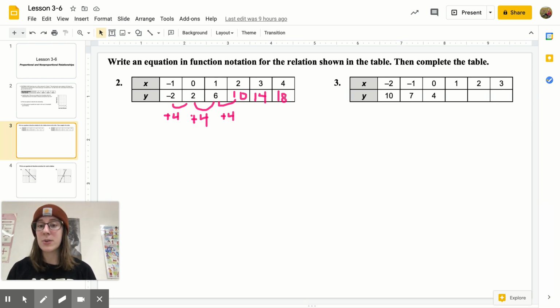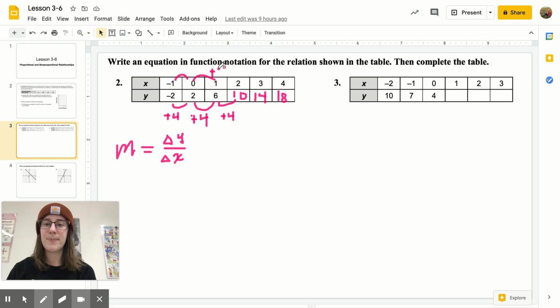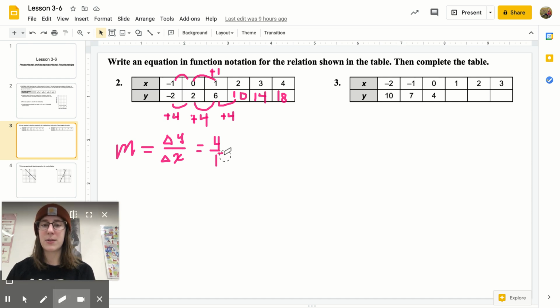So I want to know, remember with your slope is always the change. This delta symbol means change in y over your change in x. I already figured out what my change in y is. It's 4 because we're adding 4 each time. Then I need my change in x. Well, looks like we're changing by 1 each time. So my slope, or my m, is 4 over 1. That's how we get our slope.